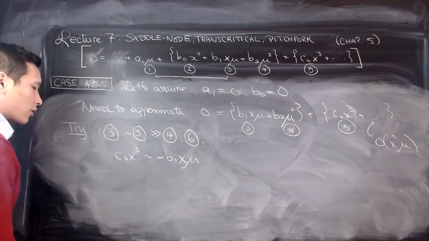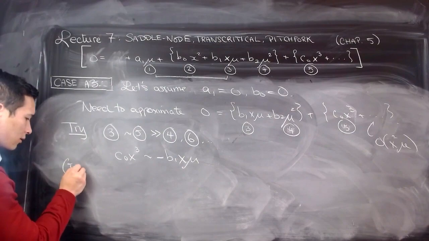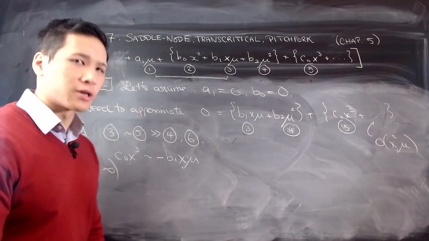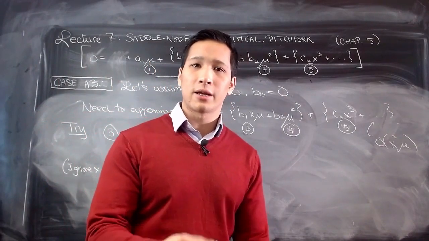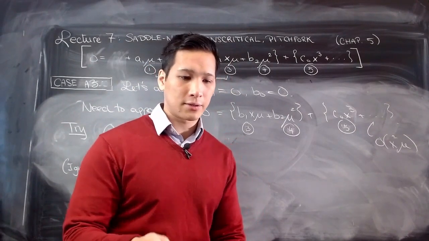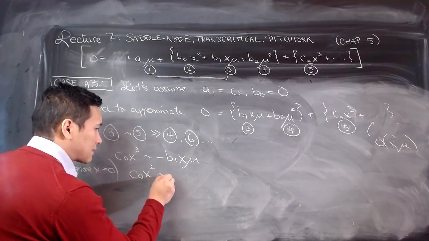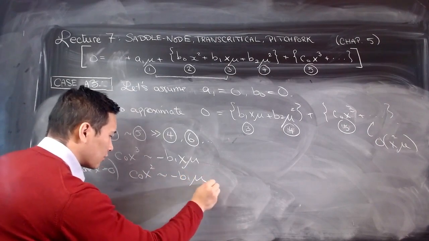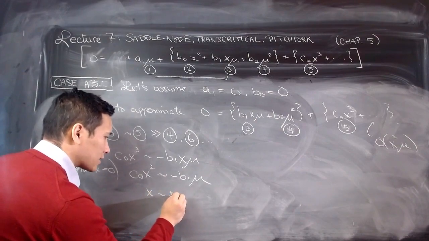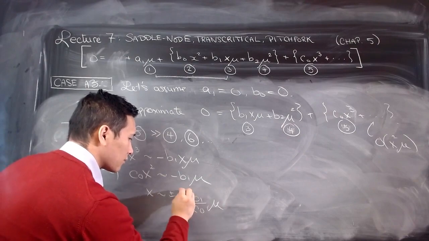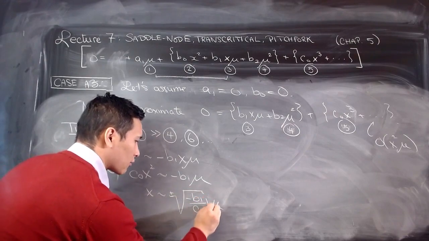Okay. I ignore x equal to 0, 1, because you always want an x which scales with mu. That's the point of this analysis. So you're left with c naught times x squared balancing minus b1 times mu, so x is like plus or minus the square root of minus b1 over c naught times mu. We're going to write the mu like that.